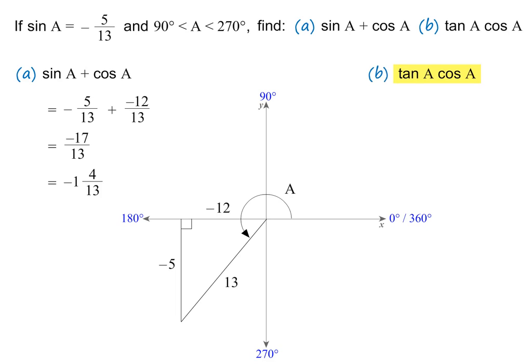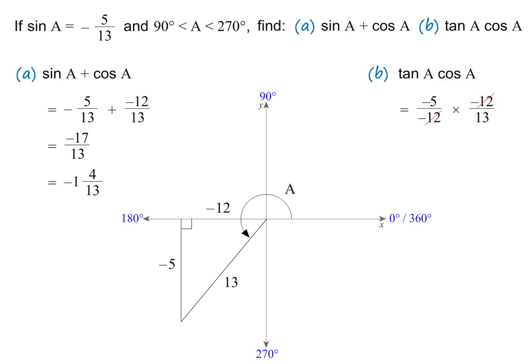Part B asks us to find tan A times cos A. We need to recall that tan is the ratio y over x. Using the sketch, this is minus 5 over minus 12. This we need to multiply by cos A, which we have already found in Part A.